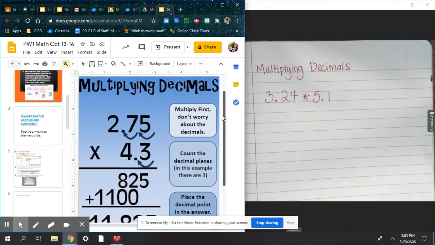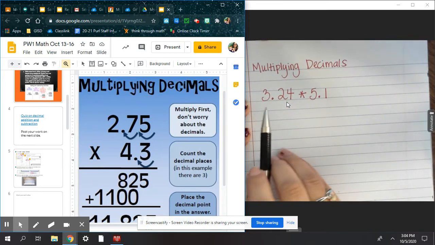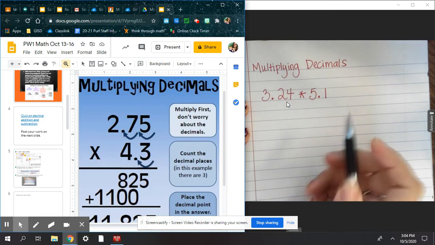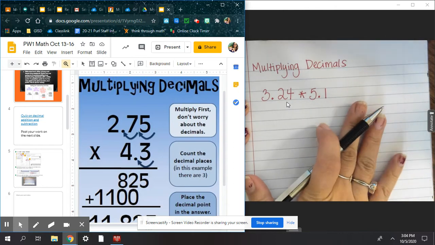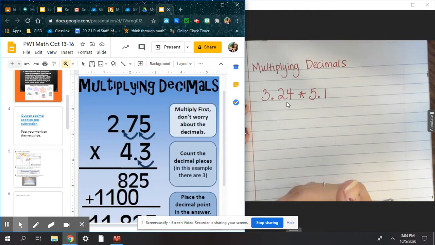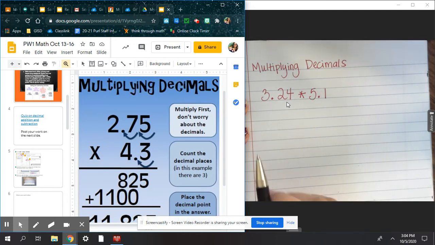Okay. So the first step says we're going to multiply first. Don't worry about the decimals. Okay. So here on the right side, I have my own multiplication problem. So I'm going to read this. 3 and 24 hundredths times 5 and 1/10. Okay. Now, with addition and subtraction, you've been told to line up your decimals. Okay. You are not going to do that with multiplying decimals.